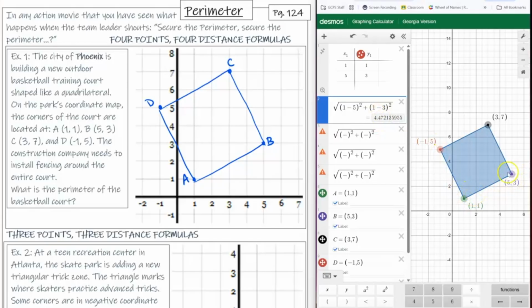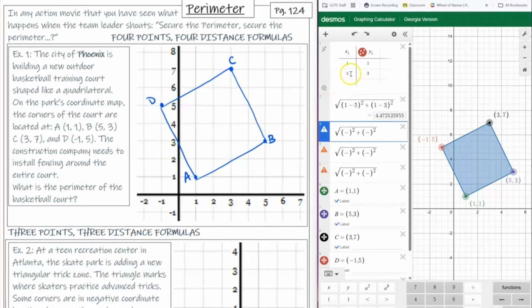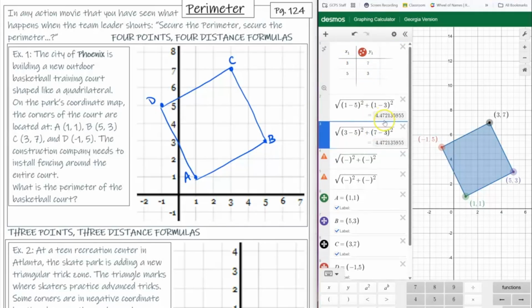And I'm going to go from 5, 3 to 3, 7. So since I already have 5, 3 here, I'm just going to change this top one to 3, 7. So this one is 3, 7. And remember, the order doesn't matter which one you're calling the first one, which one you're calling the second one, as long as you keep the X's and the Y's in the same order. So I've got my 2 points there. So now my X's right here is 3, 5. So I'm going to just go put 3, 5. My Y's right here is 7, 3. So I'm going to put 7, 3. And I've got another side.